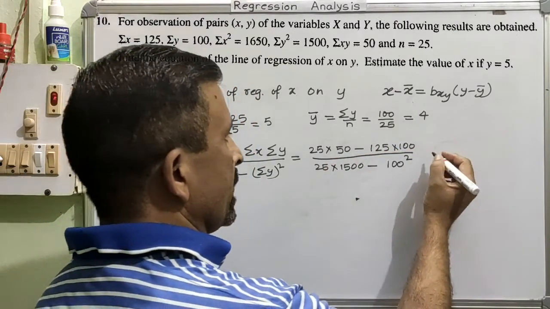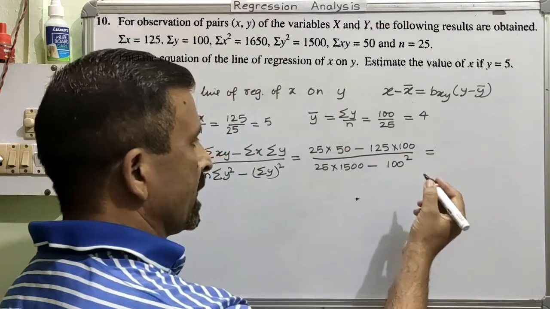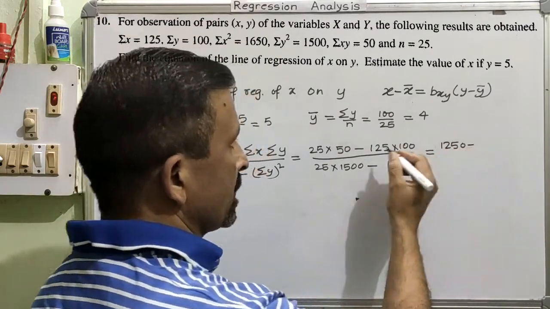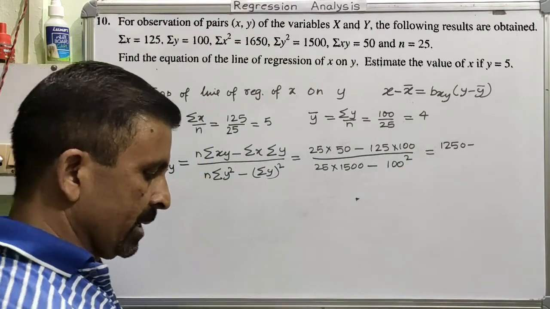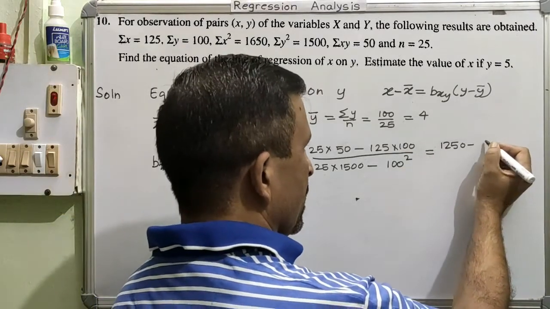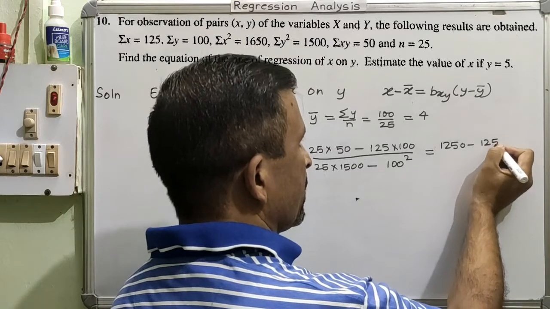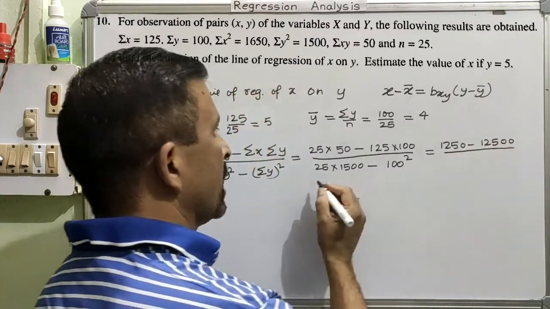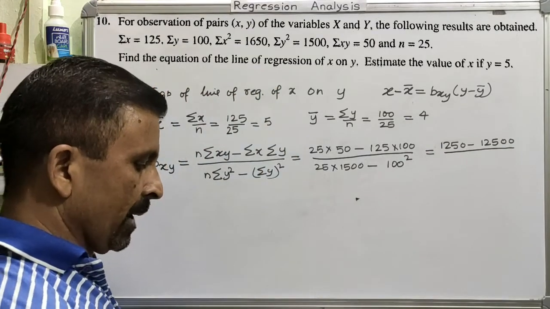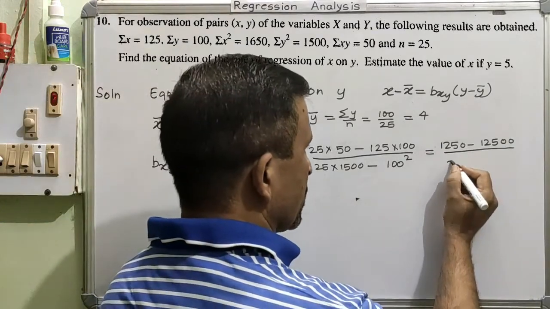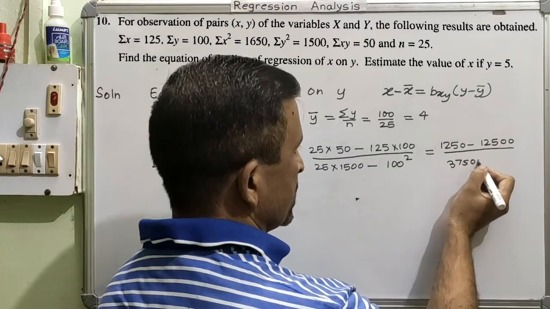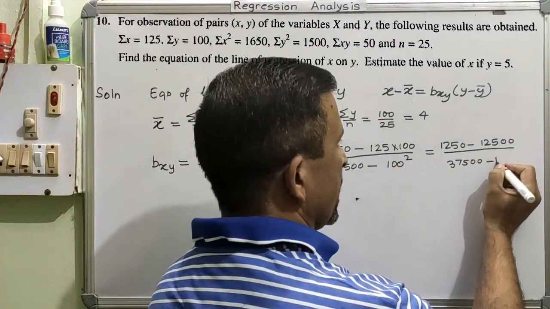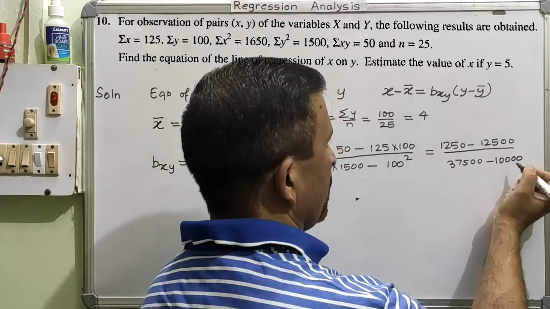Now we can calculate. So 25 5s are 125 and then 50 minus 125 into 100. It's coming equal to minus 12500 divided by 25 into 1500. 25 into 1500 is equal to 37500. And then this 100 square is 10,000. Clear?